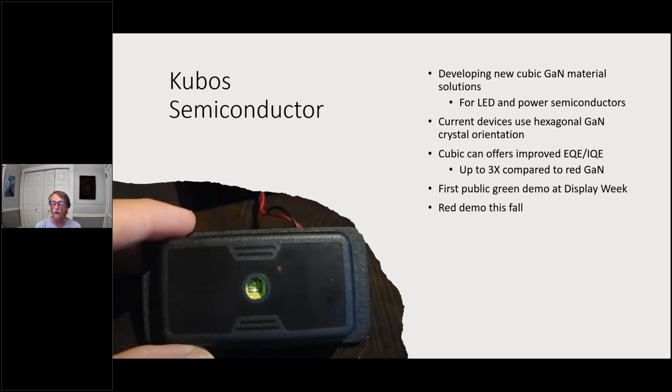So obtaining red in gallium nitride has always been a problem. Very low EQEs, IQEs. You can do it, but it's been very difficult to do it. Porotech has pioneered, I think, probably the highest IQEs in red on gallium nitride. But clearly being able to have all three colors in the gallium nitride material system makes a lot of sense. So you're not mixing material systems and mixing driver requirements and maintenance requirements for the devices. So they showed their first demo of a green hexagonal GaN device at DisplayWeek, and they're hopefully going to have a red demo this fall.